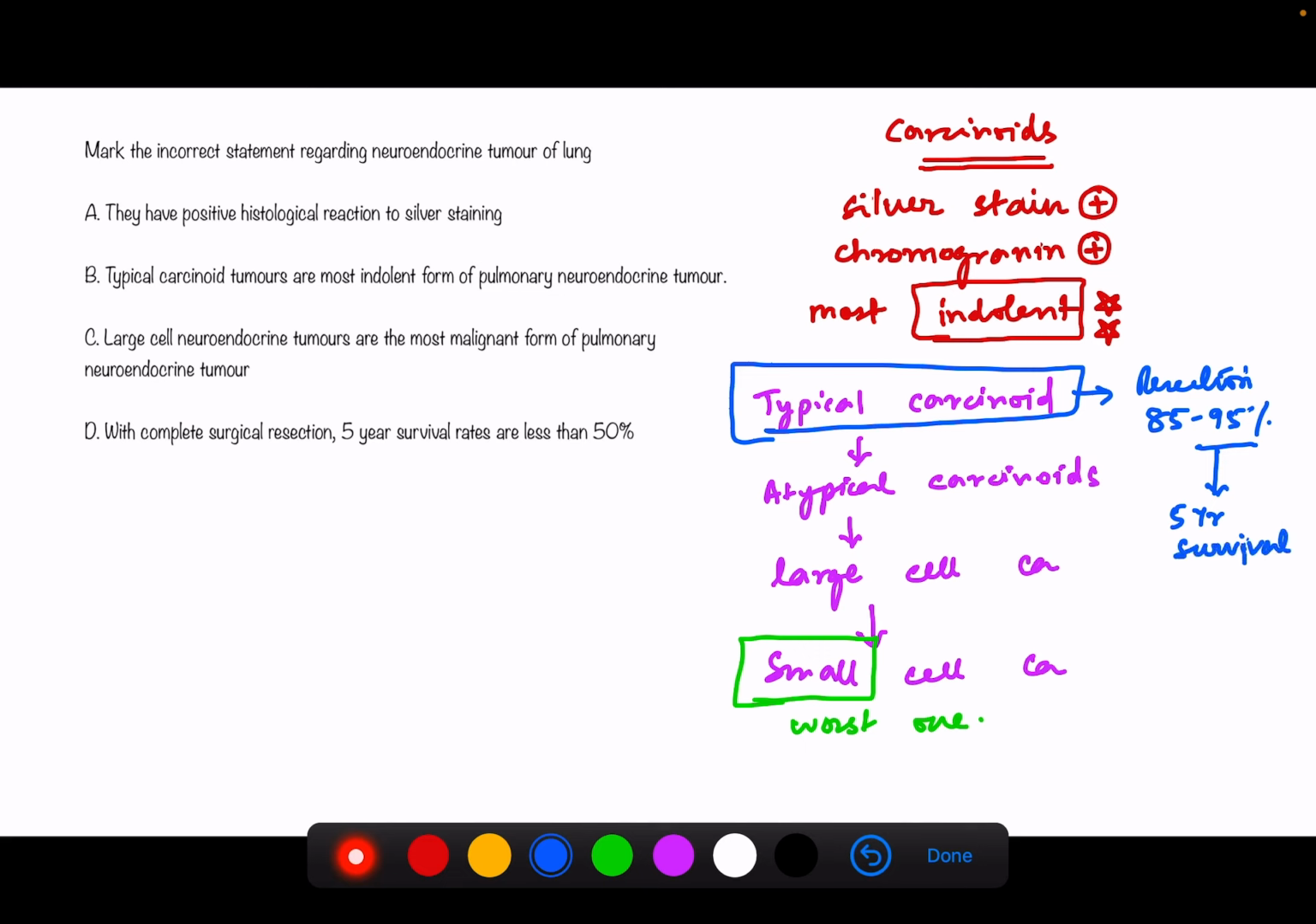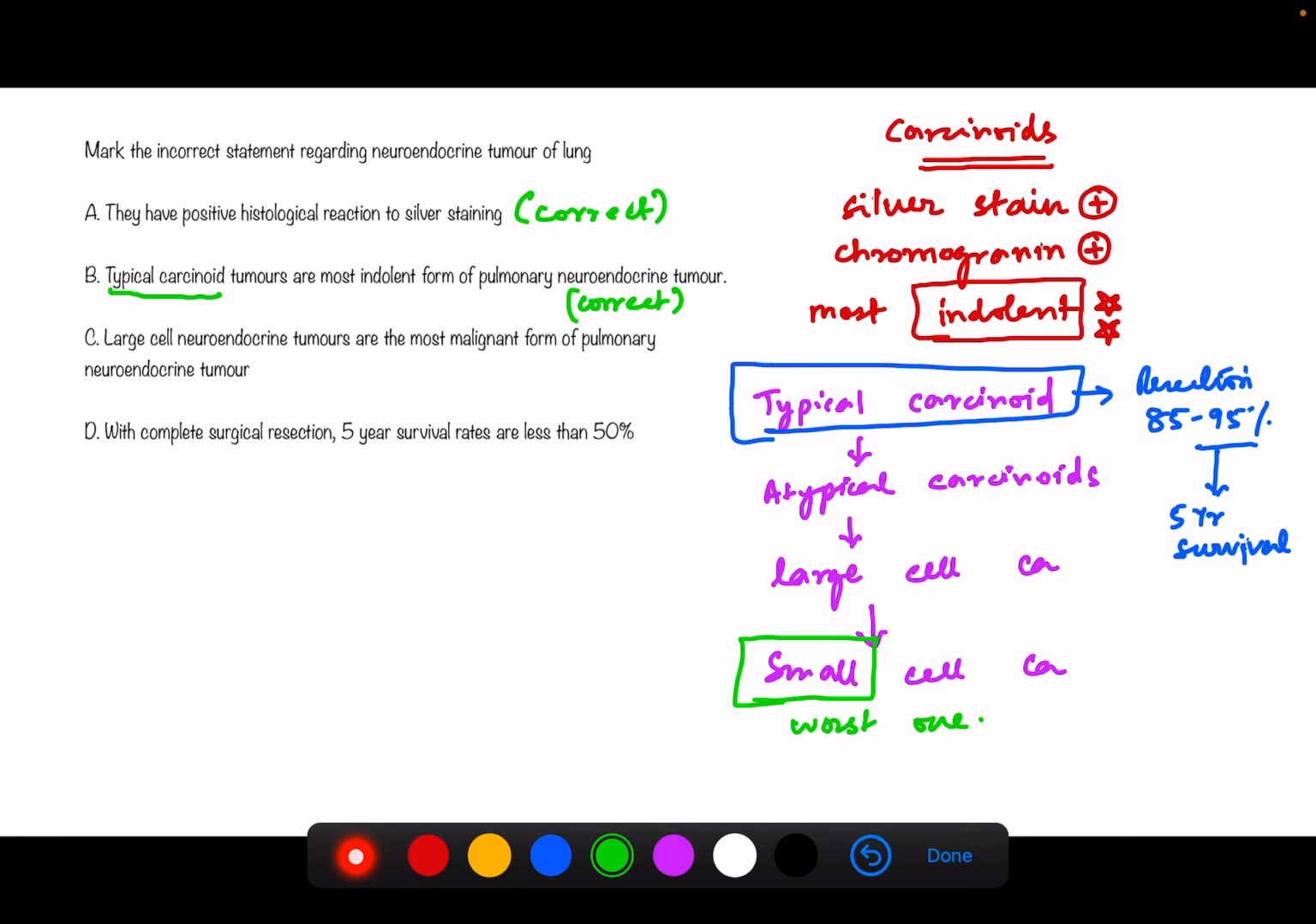So with this information in mind, we solve the MCQ. In this MCQ, we have to pick the incorrect statement. Option A, they have a positive histological reaction to silver staining. This is correct. Along with silver staining, they are also positive for chromogranin. Option B, typical carcinoid tumors are the most indolent form of pulmonary neuroendocrine tumor. That is absolutely correct. Most indolent are the typical carcinoid and the worst are the smallest, which are the small cell carcinoma.